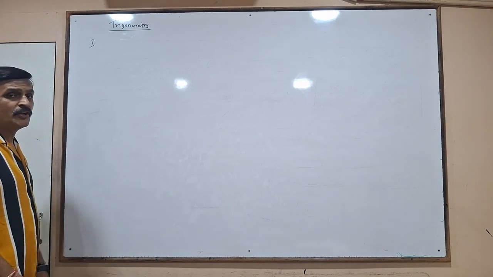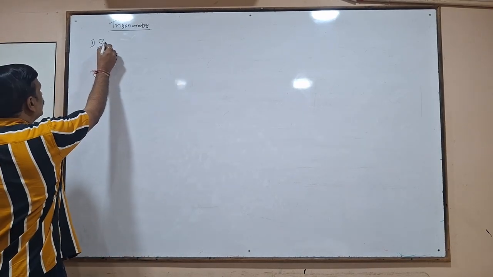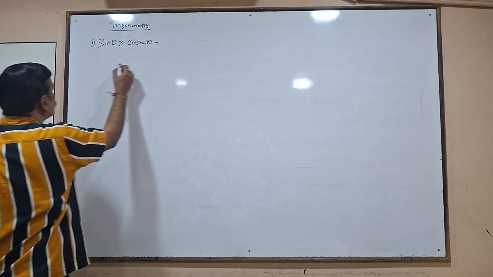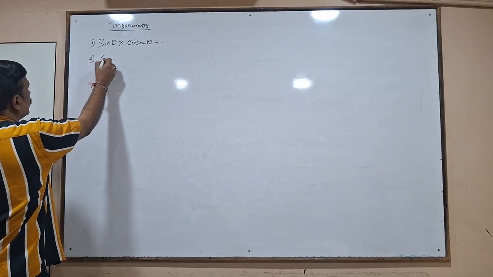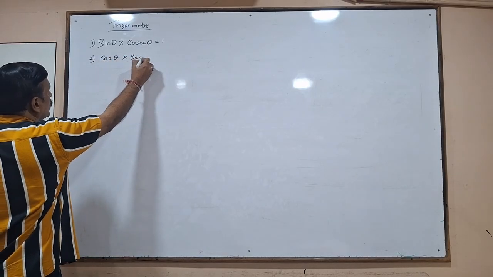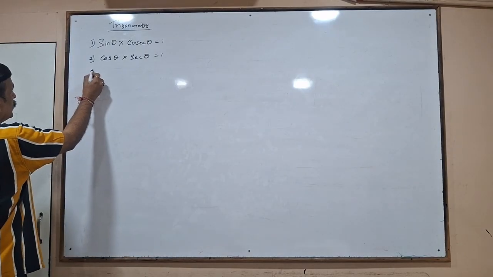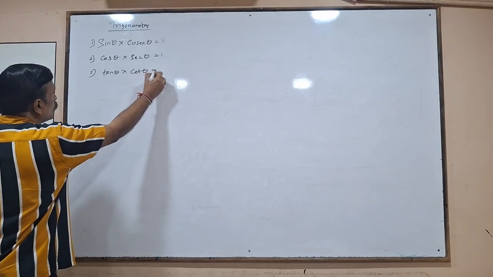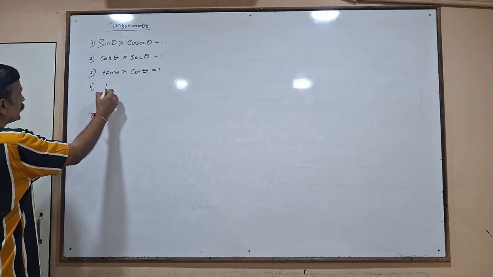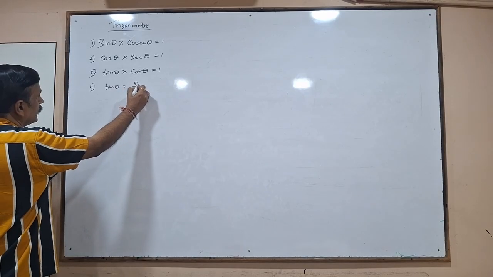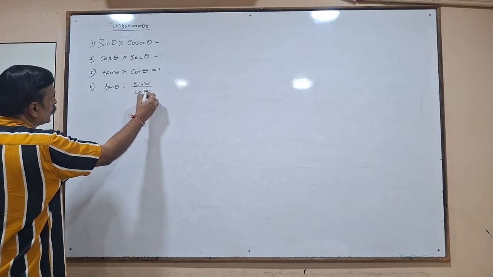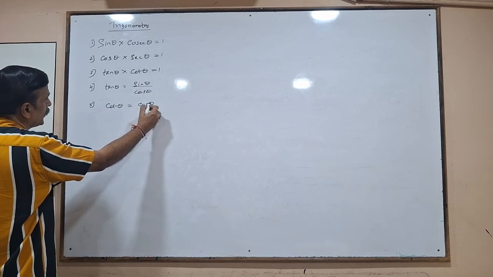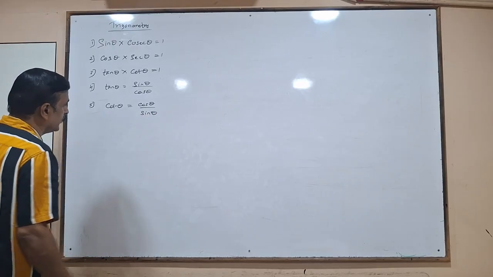First, the relations which you have studied in 9th standard. Sin theta into cosec theta is 1. Second, cos theta into sec theta is 1. Third, tan theta into cot theta is 1. Fourth, tan theta is sin theta upon cos theta. Fifth, cot theta is cos theta upon sin theta.